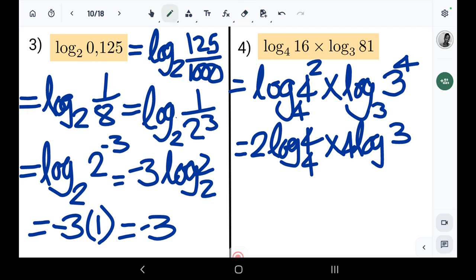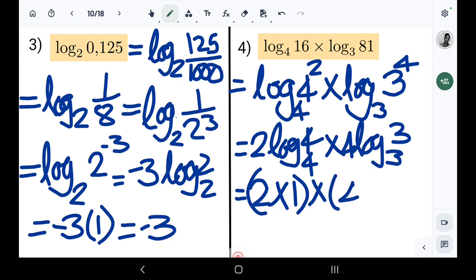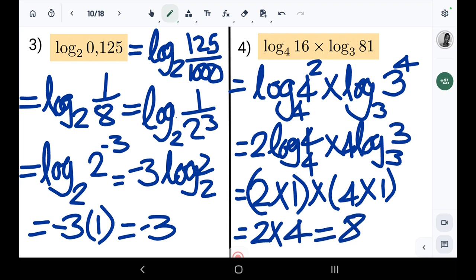Okay, to the base 3, and that is equal to 2 times, using that law that says the log of a to the base a is 1, so that is 2 times 1 times 4 times 1. That is equal to 2 times 4, which is equal to 8.